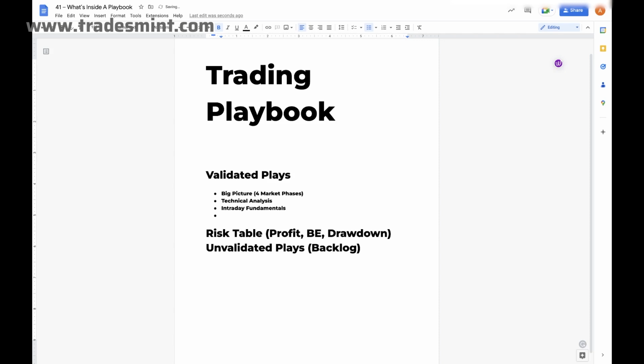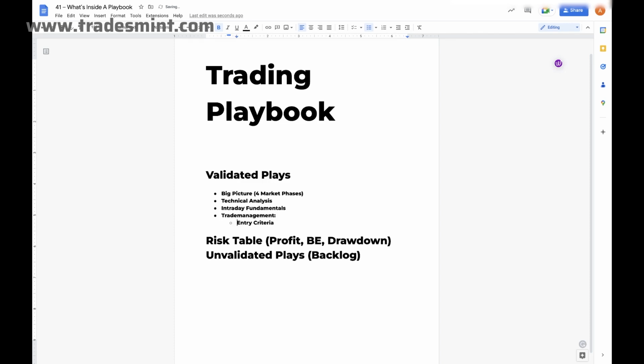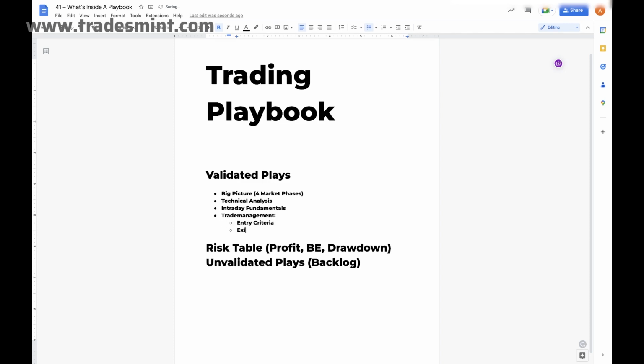So next, you're going to have your entry and, well, I call this trade management. So entry criteria here, exactly how you're going to enter. You need to list that out. And exit criteria, exactly how you're going to exit. So when you put this in the playbook and you validate it, for me, I've validated 1 to 3 as a minimum. So some people say it's hard for me to hold.